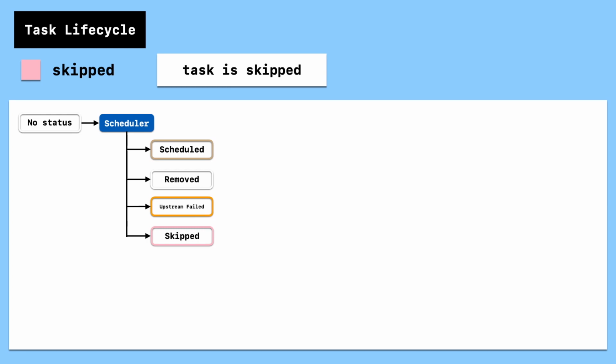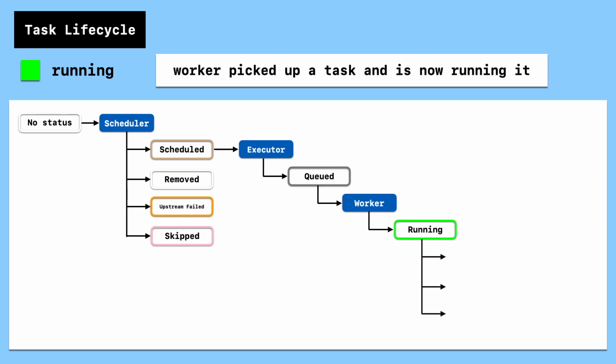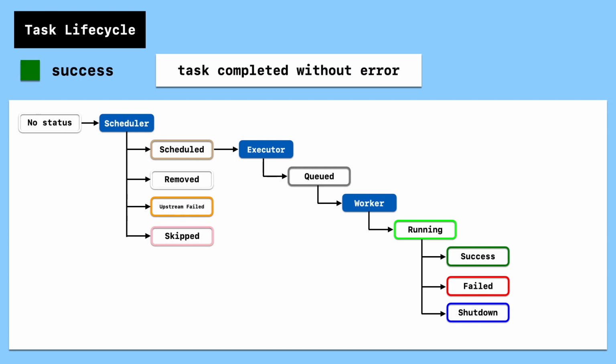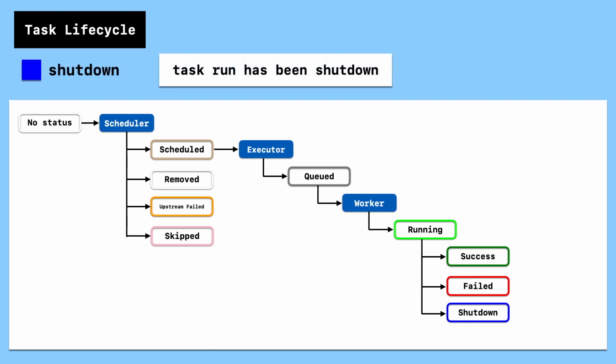If the task is lucky enough to be scheduled, then the executor kicks in, which puts the task into the task queue, and the task's status changes to queued. After that, the worker will execute the task once it is free. Free means the worker's computation resources are not fully occupied. At this stage, the task's status is running. Based on the execution results, there will be 3 possible stages: success, failed, or shutdown, which is very straightforward. Success means the task completes flawlessly. Failed means the task fails, and shutdown if the task run has been aborted.